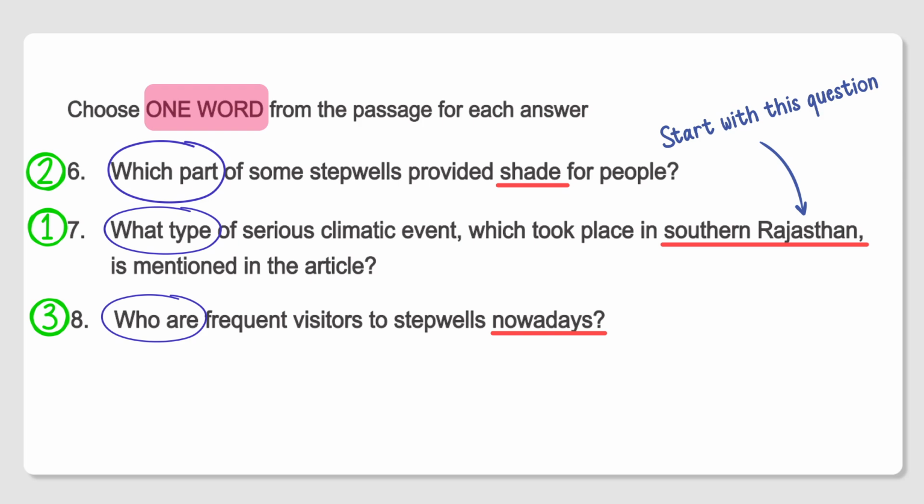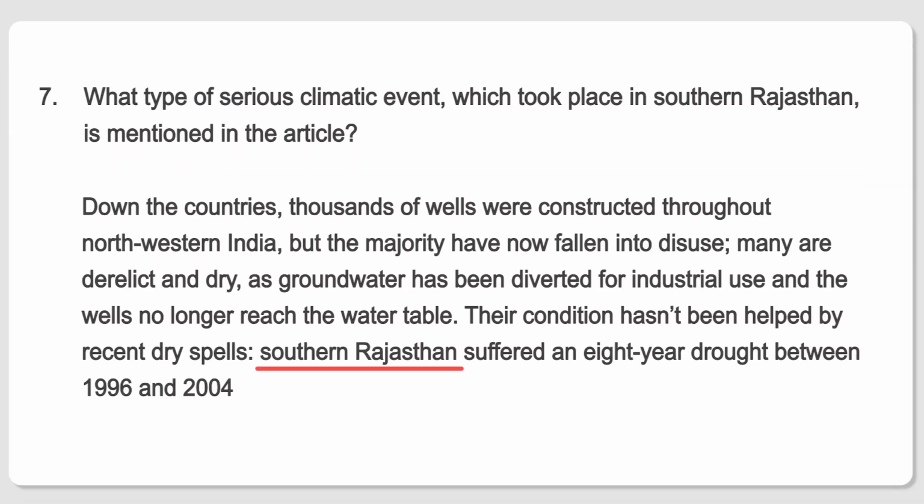Now, we start with answering number 7. What type of serious climatic event which took place in southern Rajasthan is mentioned in the article? Now, we read the text in order to find southern Rajasthan. Now, we find southern Rajasthan in this paragraph. As I said before, we start from the beginning of a sentence, not the beginning of a paragraph. The beginning of the sentence in which southern Rajasthan is mentioned.